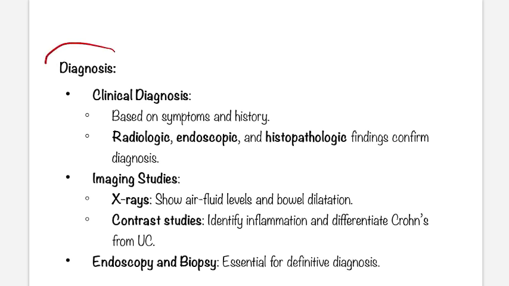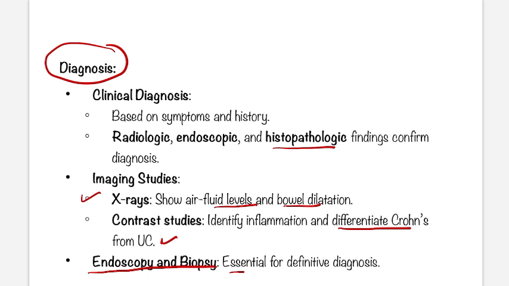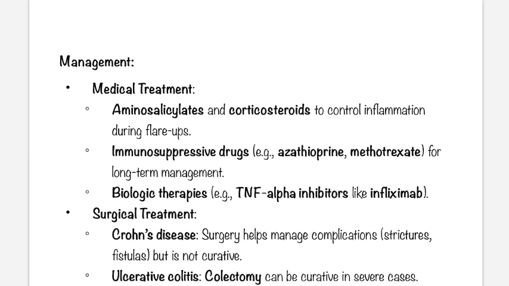How will you diagnose this disease? Based on symptoms, history, radiological, endoscopic and histological findings. If we do an X-ray in this disease, it shows air fluid levels and bowel dilation. Contrast studies identify inflammation and differentiate Crohn's from UC, and endoscopy and biopsy are for definitive diagnosis. So if you have to make a definitive diagnosis, endoscopy and biopsy is the thing.